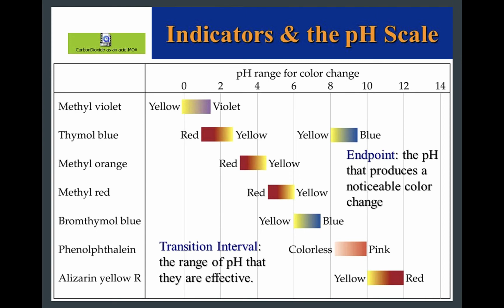You can see that there are a lot of them that only change color in a very narrow transition interval. So there's a very narrow pH range over which they change color. So if you're looking for something at a certain pH, you would have to kind of know, or at least have an estimate of, what the pH was.